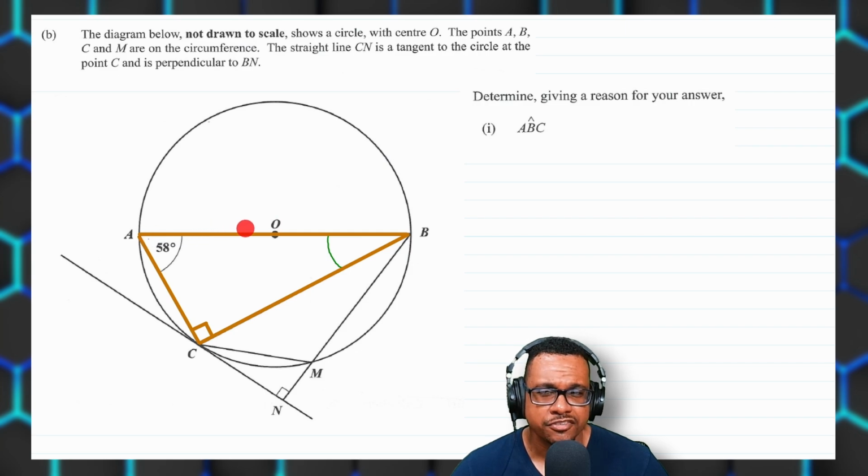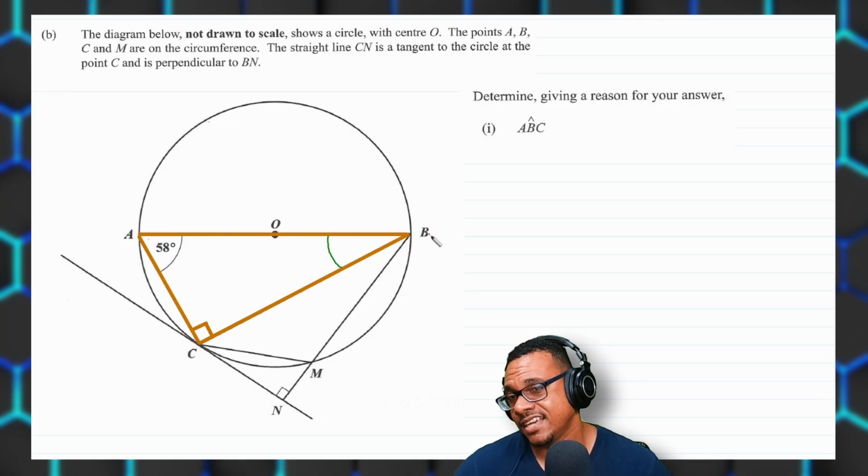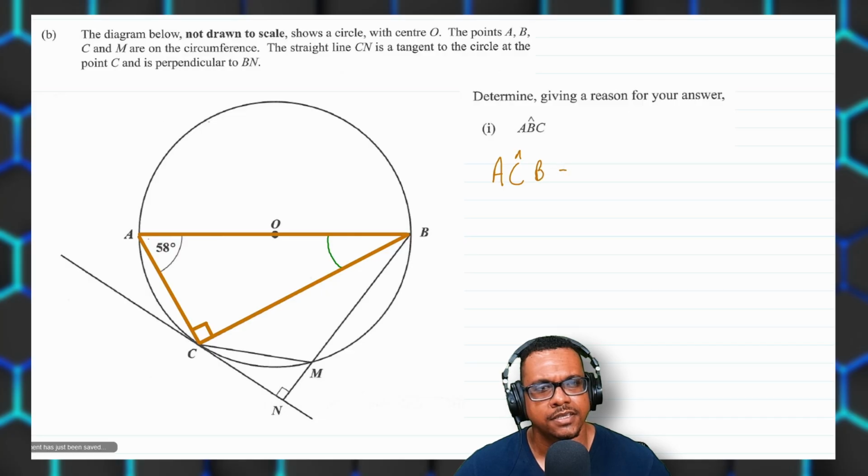So now that we have this triangle in isolation, we have 2 angles and 1 missing. And we know the sum of the interior angles of a triangle is equal to 180 degrees. So first I'll write my reason for this 90-degree angle being here. And this will be angle ACB, or I can say angle BCA, any one. So angle ACB is equal to 90 degrees. And the reason for that would be angle in a semicircle.